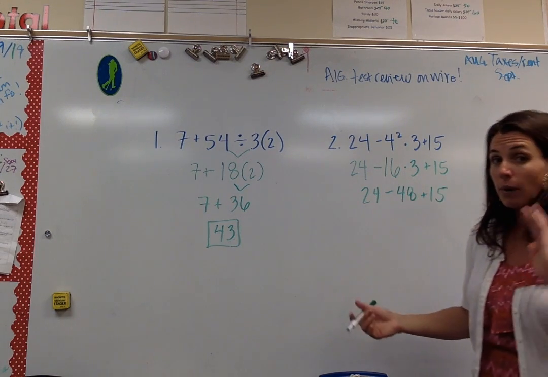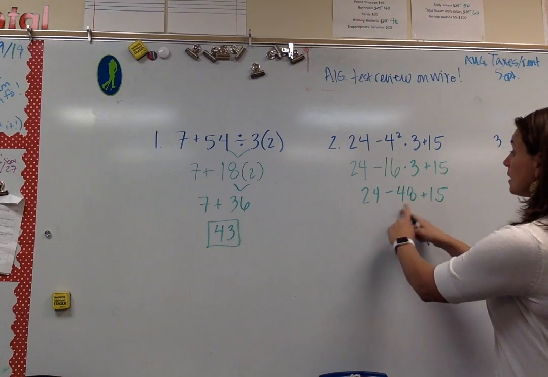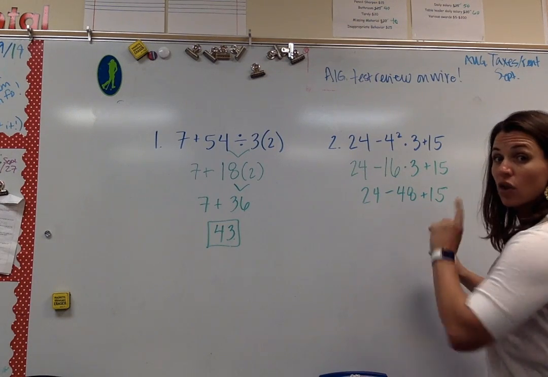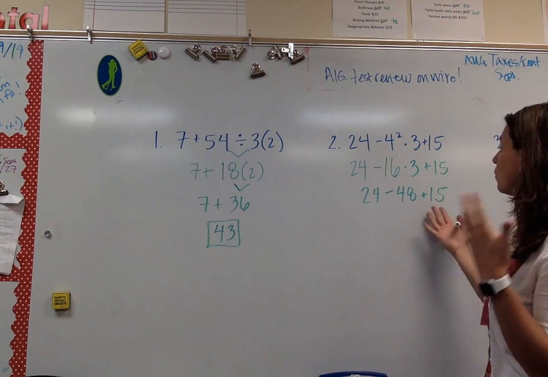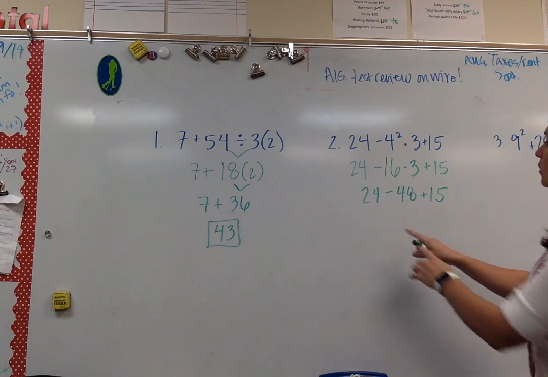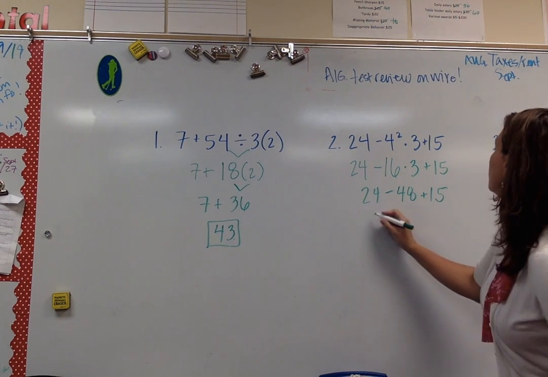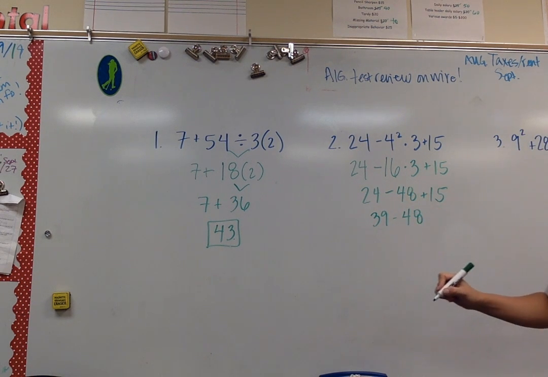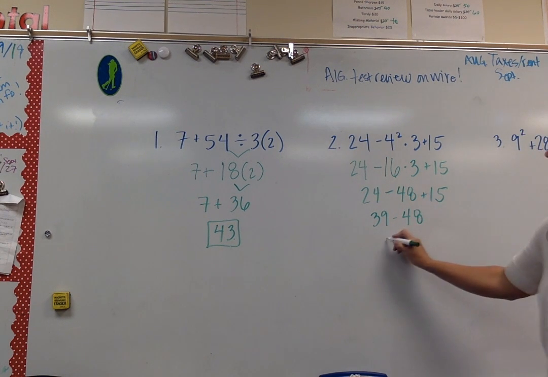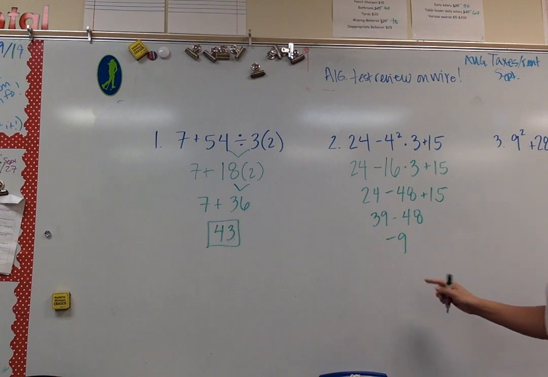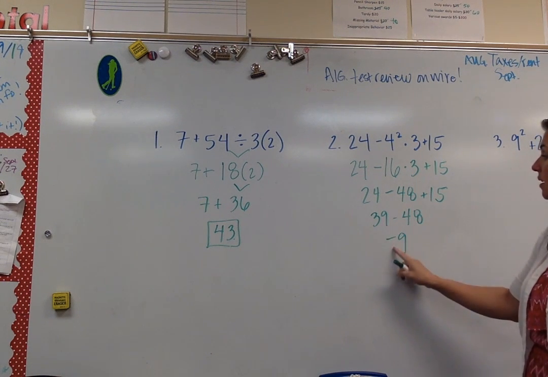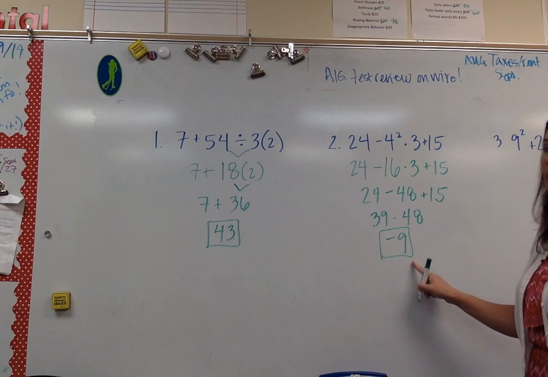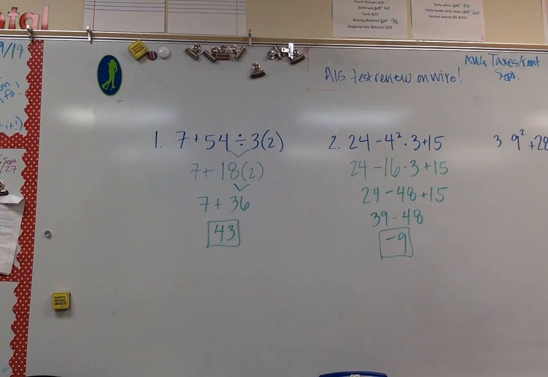Now, the commutative property says I can add and subtract these any way I want, as long as I keep my signs the same. So I can do 24 and 15 to get me 39, and 39 minus 48 is going to give me a negative 9. I have more negatives than positives. I have 9 more negatives. So my answer here is going to be negative 9.